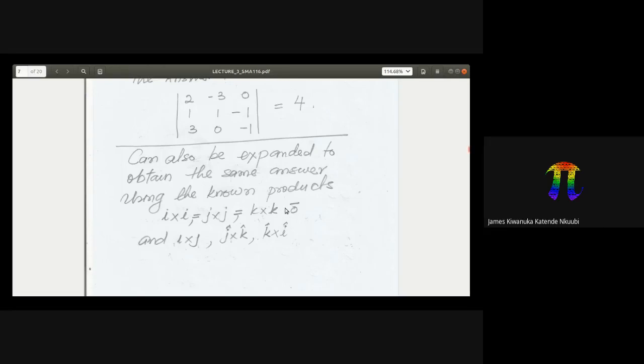Should be an equal sign here. And then I cross J and J cross K and K cross I, you know their values. What is I cross J? K. Correct. And J cross K is what? I. No, it's negative.